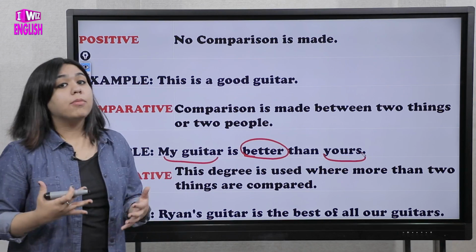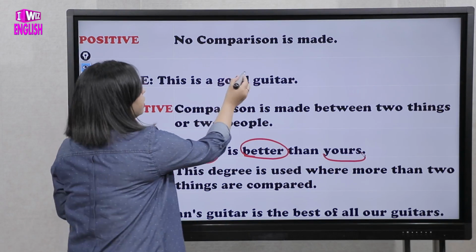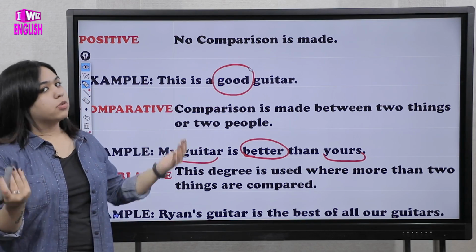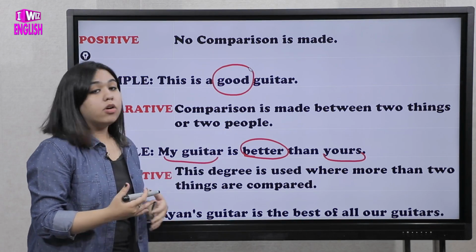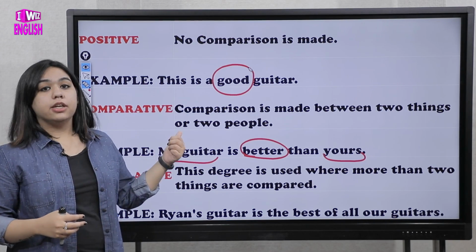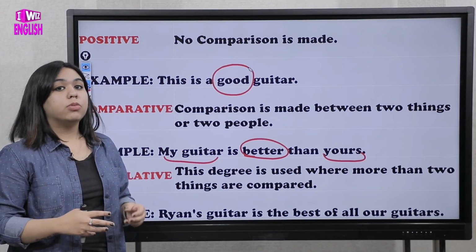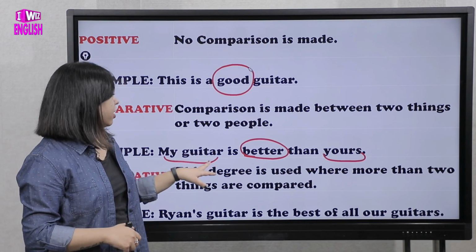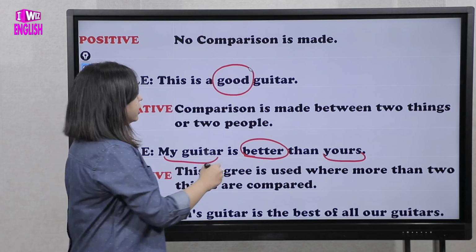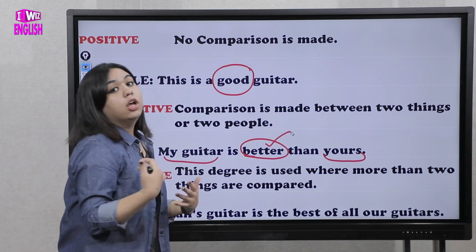So wherever I am comparing, the degree will change. Here there was no comparison. It was good, the positive degree. But whenever I make a comparison between two things, keep it in mind, we use this degree whenever the comparison is made between two things. So between two guitars, my guitar is better than yours. This is the comparative degree of the word good.